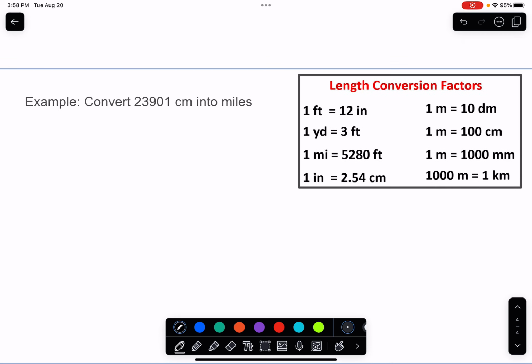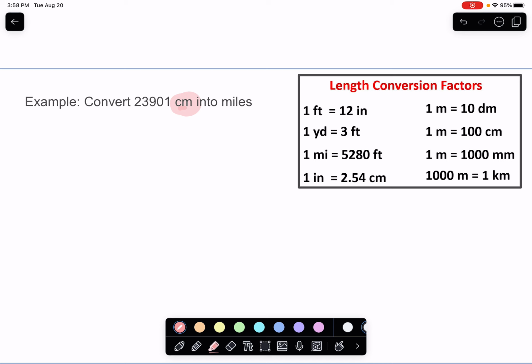This one is length. And again, all of the conversion factors you need are in the box, but there are some extra ones in there too. So this says convert 23,901 centimeters into miles. So in this problem, I'm starting with centimeters and I'm trying to go to miles.